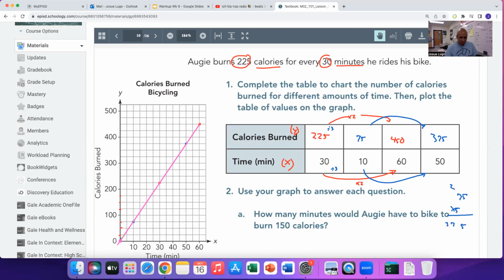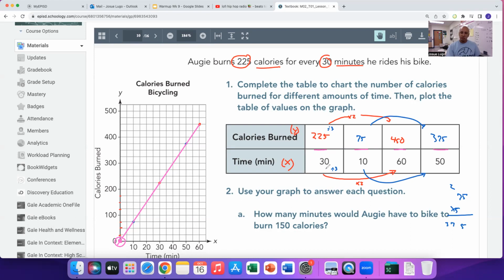Does the line go exactly through the origin, the point 0, 0? It does. So notice, ladies and gentlemen, that once again the table not only matches the graph, but the graph of this table makes a perfectly straight line that goes through the origin, because the graph of a proportional relationship will always go through the origin and be a perfectly straight line. Again, if you think of these as fractions, all of these fractions are equivalent. 225 over 30 is the same thing as 75 over 10, which is the same as 450 over 60, which is the same as 375 over 50.